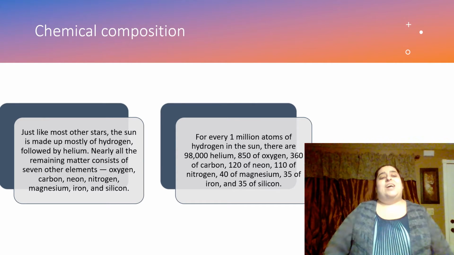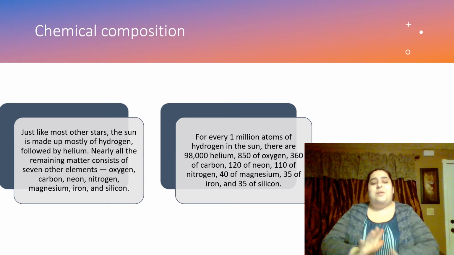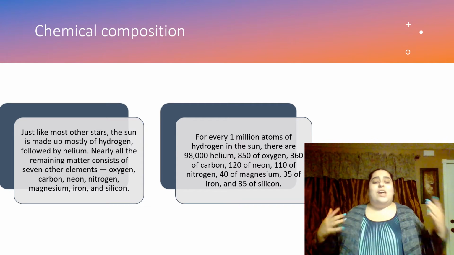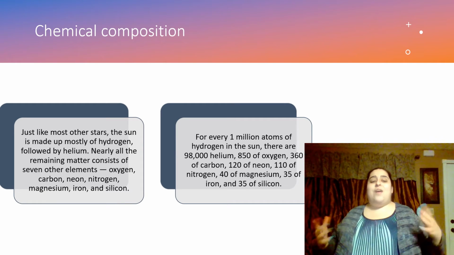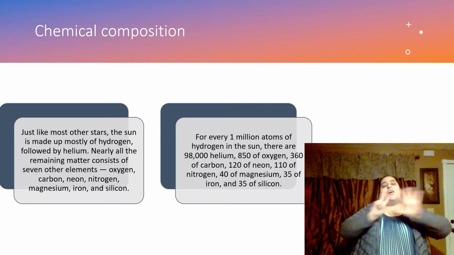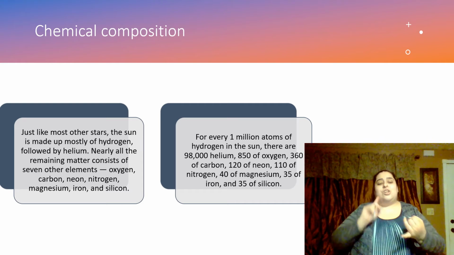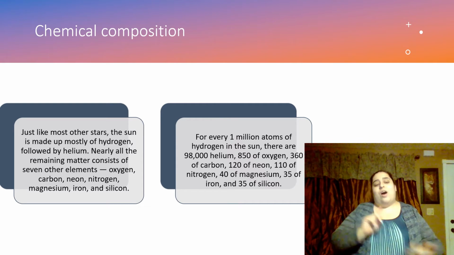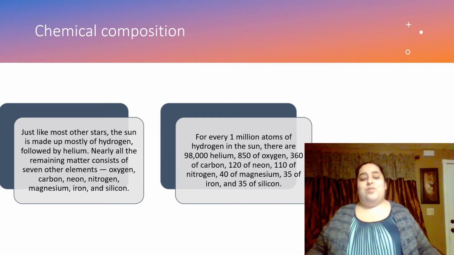Let's keep going, guys. The chemical composition. So what is the sun made of? Well, like other stars, the sun is made mostly of hydrogen, followed by helium. It does have 7 other elements, guys. So it has oxygen, carbon, neon, iron, silicon, magnesium. It has all of those.